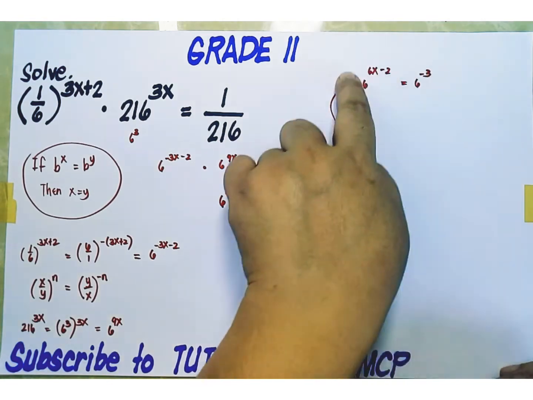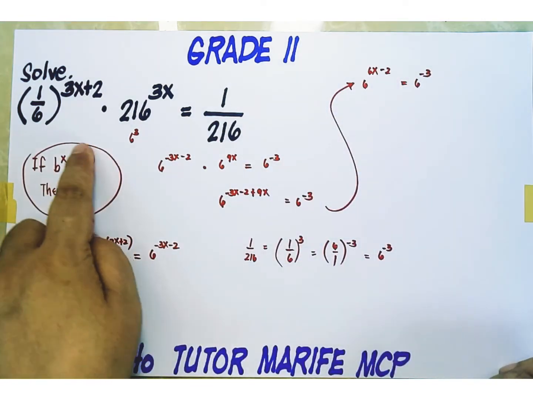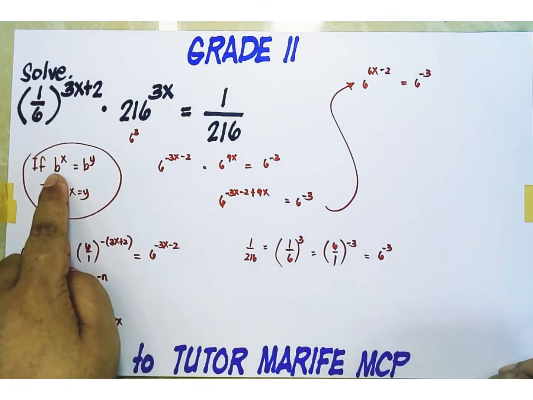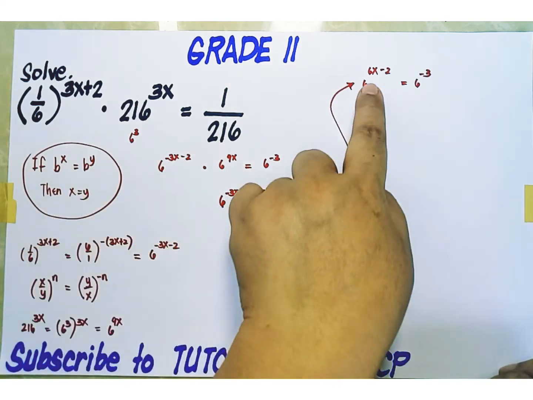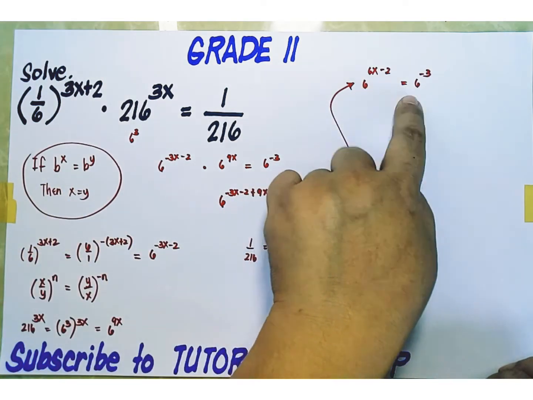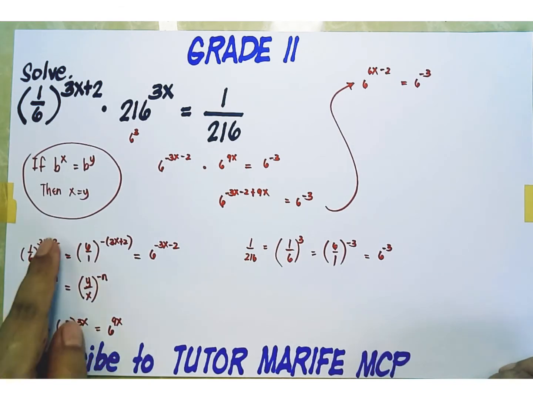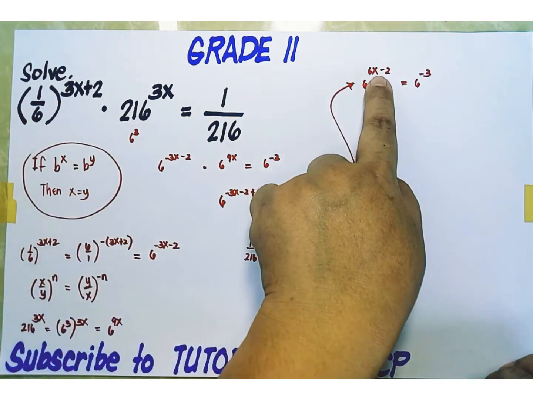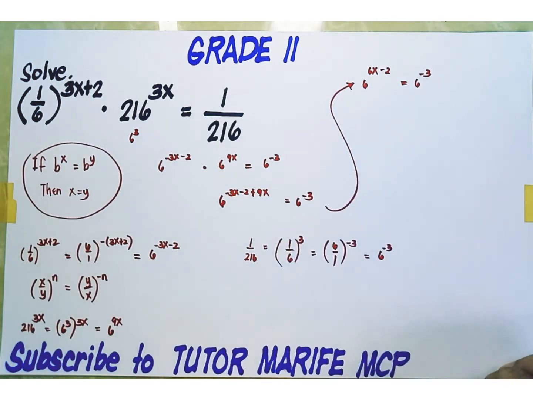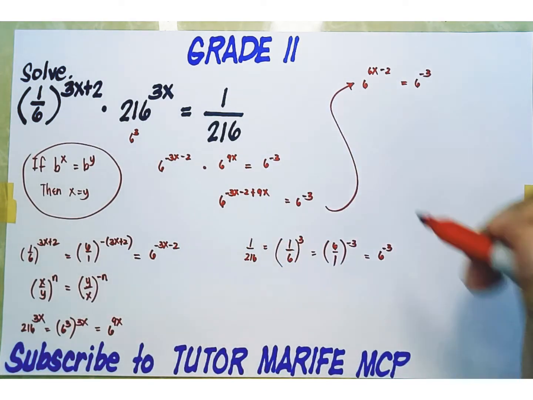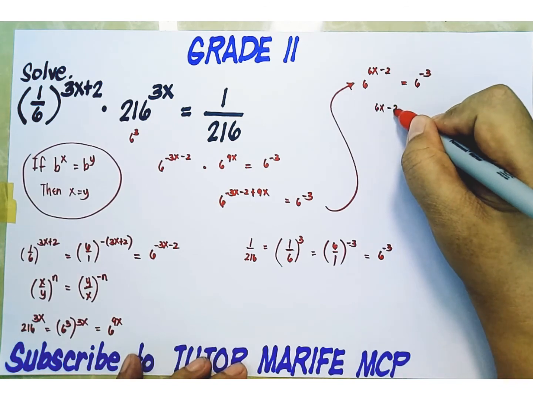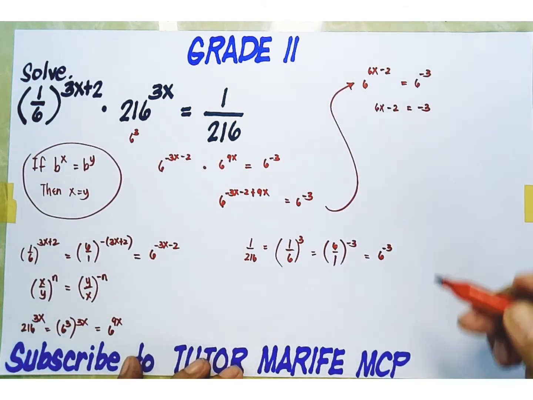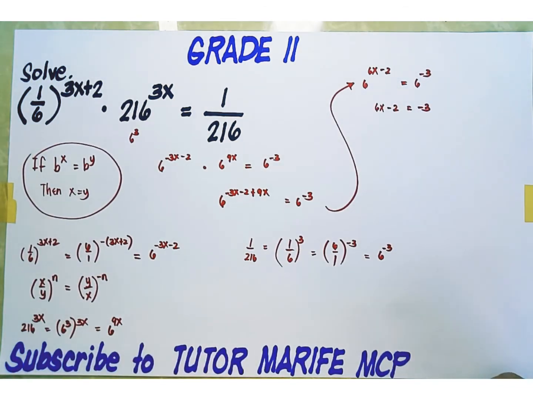We now have a format that's the same as our target. We have common base, single exponential expression on each side. So we're now ready to set the exponents equal to each other. We have 6x minus 2 and -3. Equate them. 6x minus 2 equals -3. Then we can now solve for x.